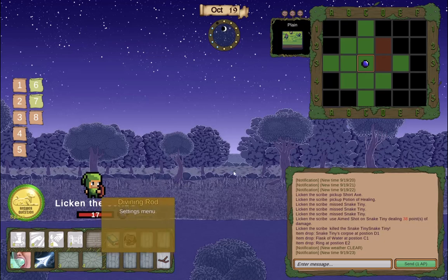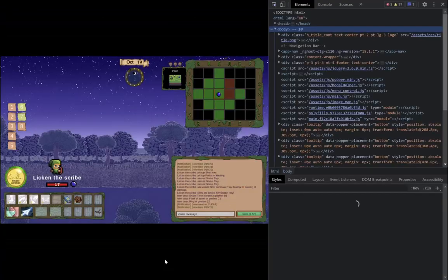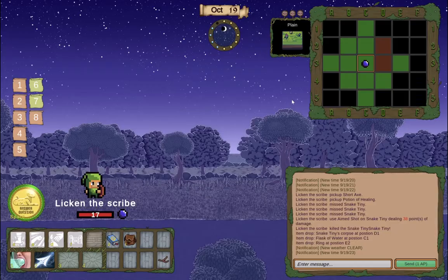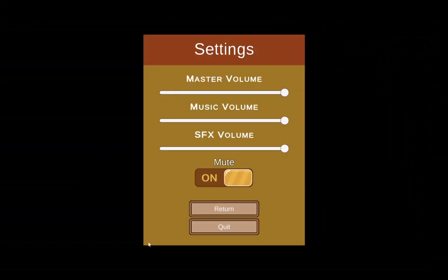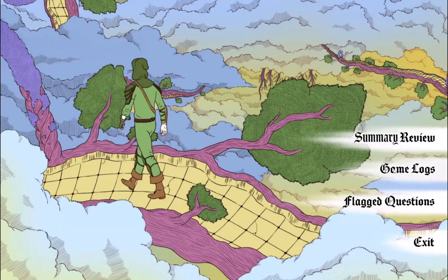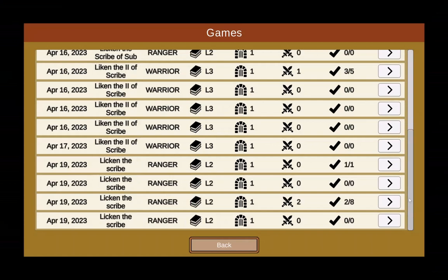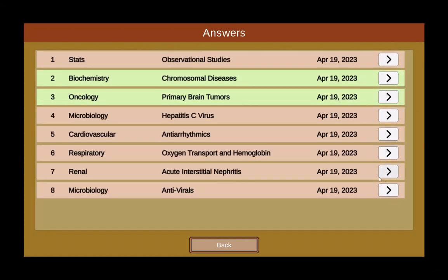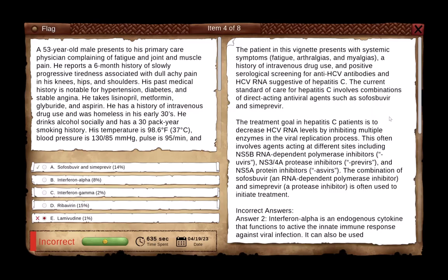So let's say that I died, which I don't think I can commit suicide on this version of the game. But let's say that I died by quitting. And we go to game review. We can actually go to the game logs and see our most recent game that was 2 out of 8 here on this stage. And we can go straight back to this hepatitis C question.